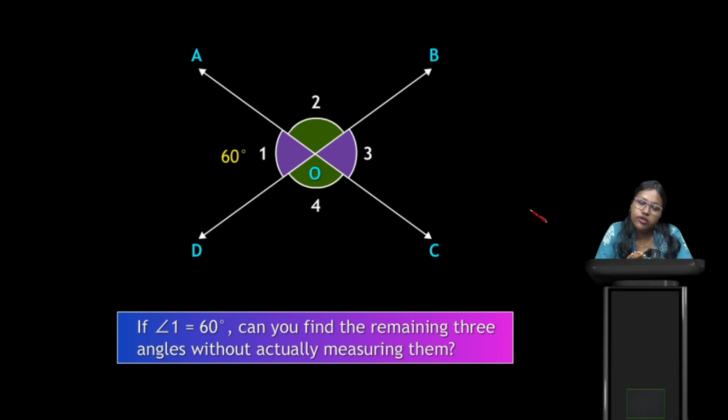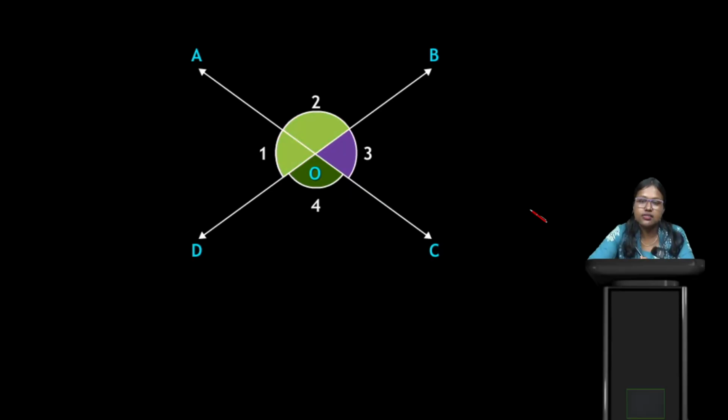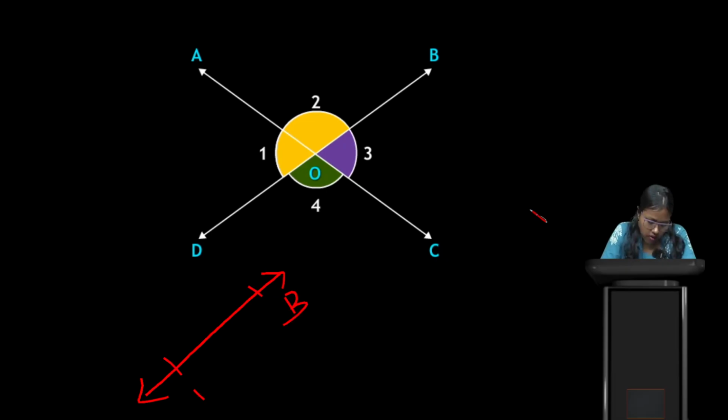Out of four angles, if one angle value is provided, can you tell the other angles without actual measurement? Is it possible? Let's try. Here you see BOD. BOD is a line. So what are the lines actually? This BD is a line, right?